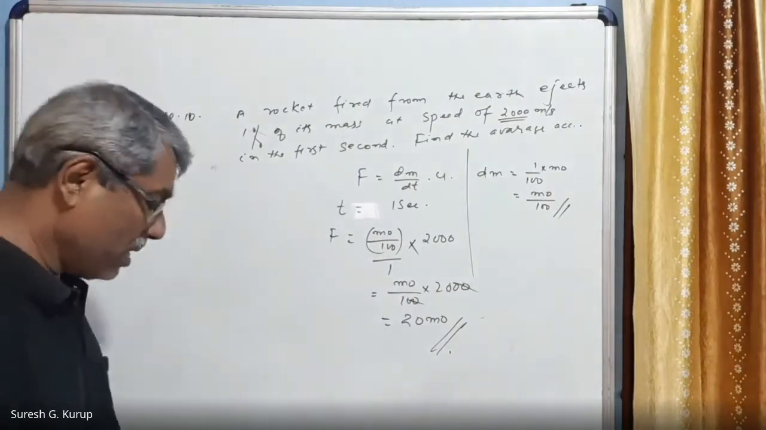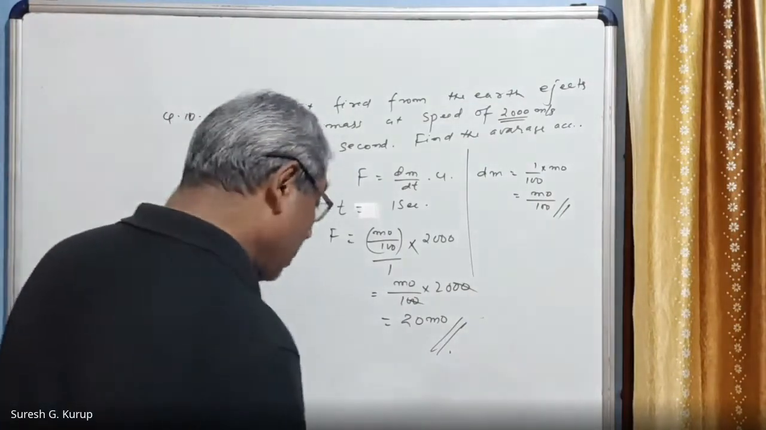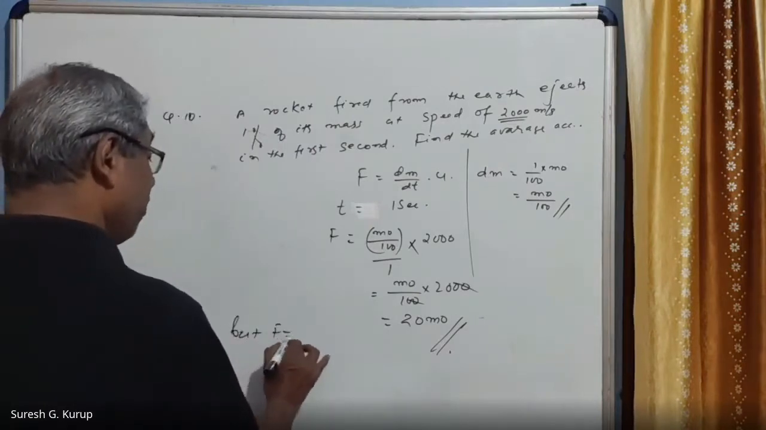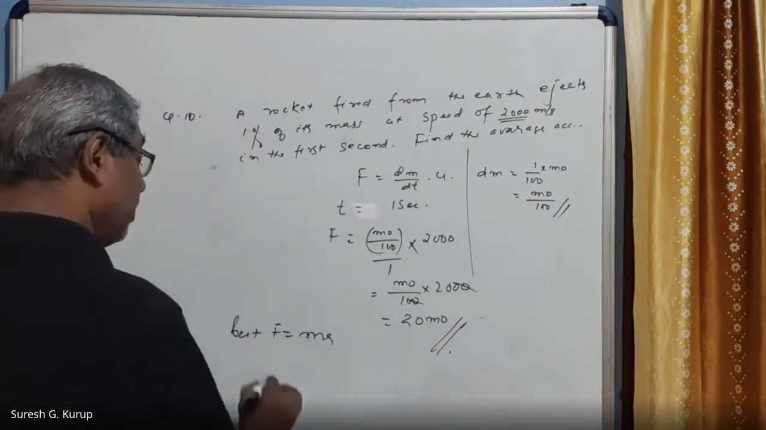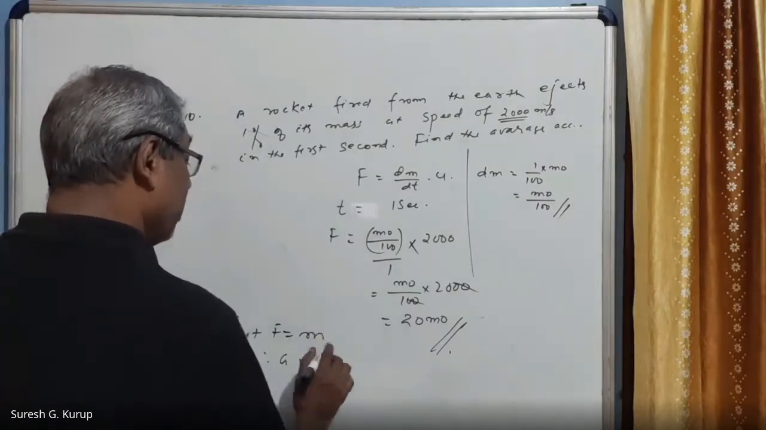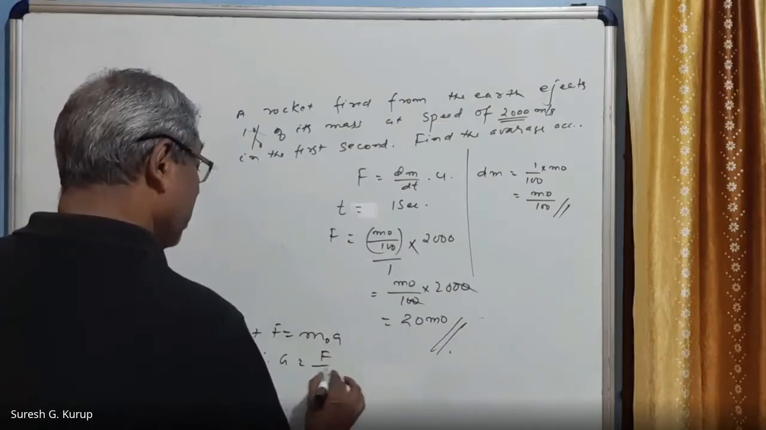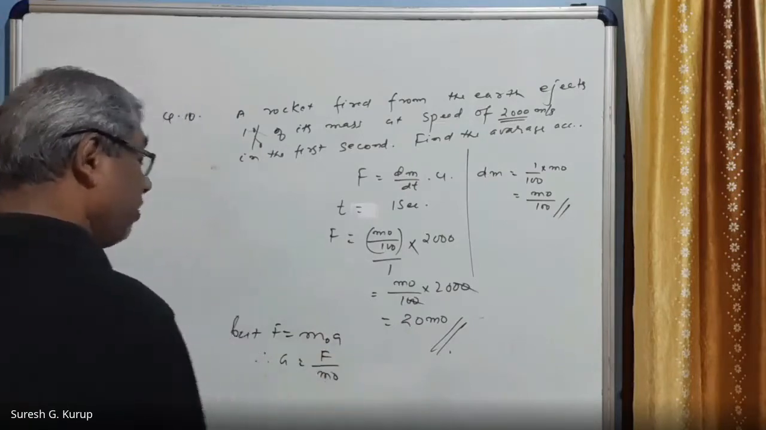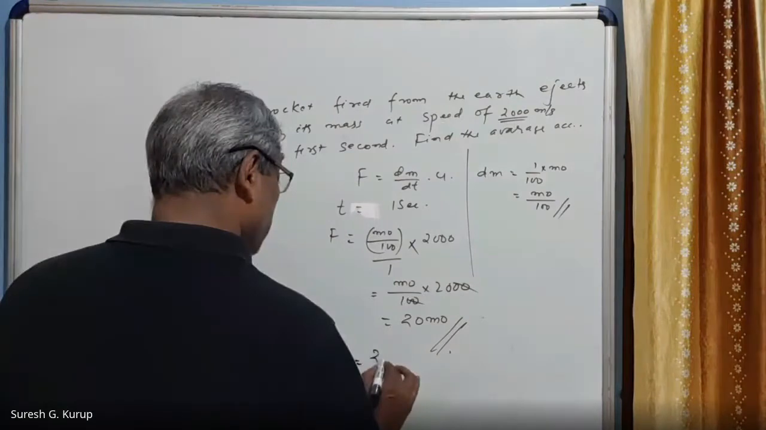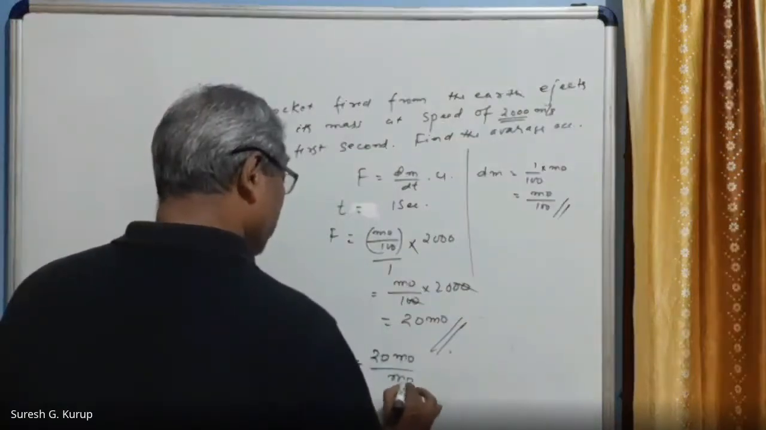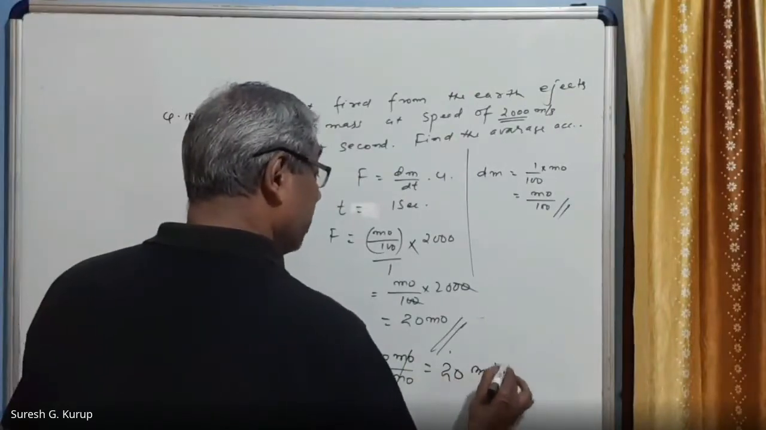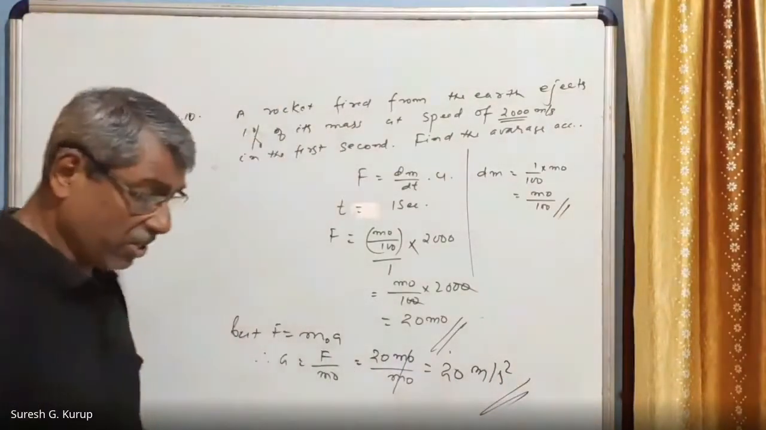Am I correct? But F is equal to M into A. Therefore, A is equal to F divided by M0, which is equal to 20 M0 divided by M0, that is equal to 20 meters per second squared. Like this, the question is done.